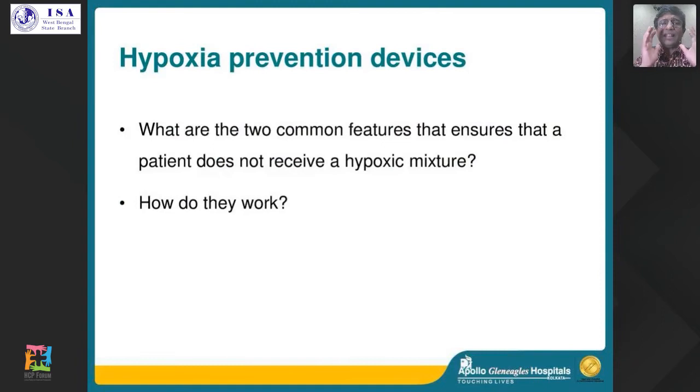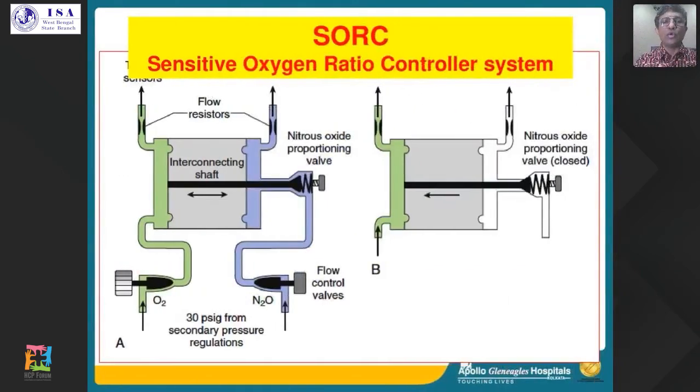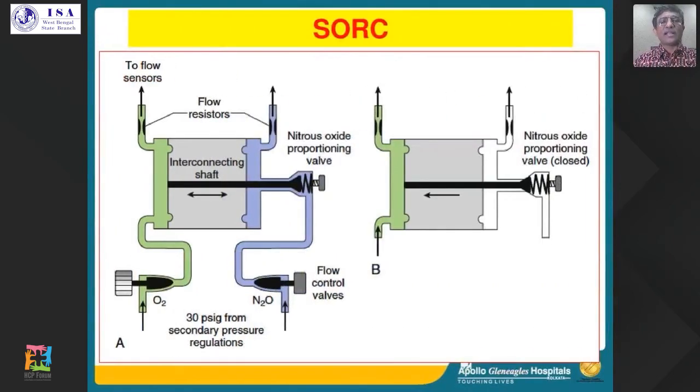There are certain hypoxia prevention devices which have been incorporated in this flowmeter assembly. The two common ones: one of them is the SORC, in the Draeger machines, which is called the Sensitive Oxygen Ratio Controller system, or it's in those machines with flow sensors. And what does it have? It essentially has an interconnecting shaft. Into this cylinder, which has the interconnecting shaft, you have a valve, which is the nitrous oxide proportionating valve, which you can see on the right hand side with the screws.